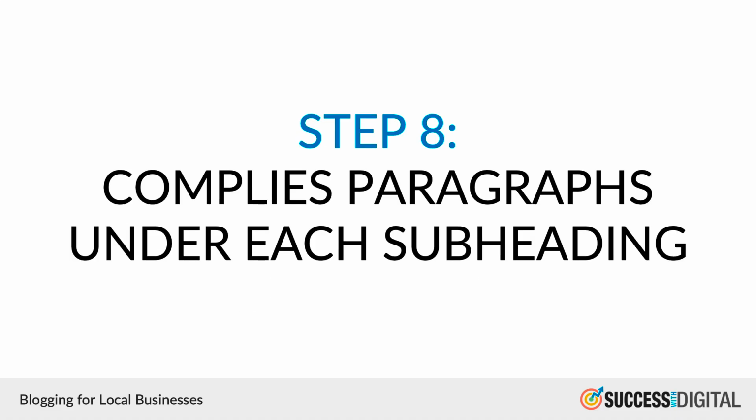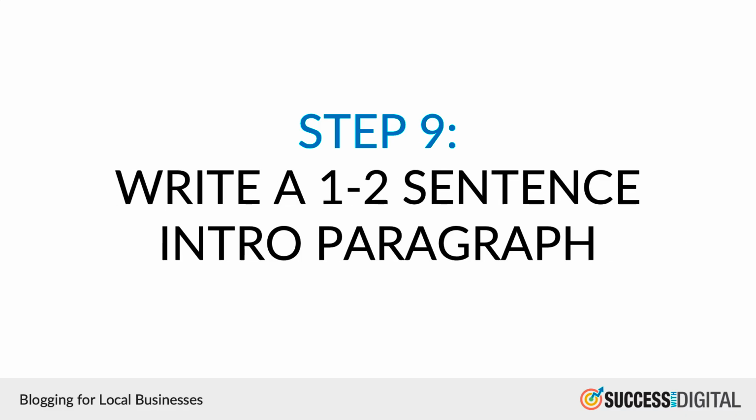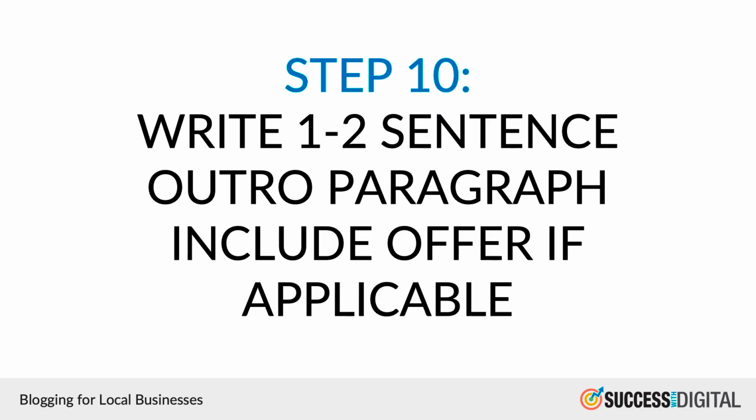From there, you compile your paragraphs under each subheading and start mapping it out in terms of headings and body text. And then you write a 1 to 2 sentence intro paragraph about what the blog post is about. Then you write a 1 to 2 sentence outro paragraph and include an offer if applicable. So let me just show you an example of what I mean.